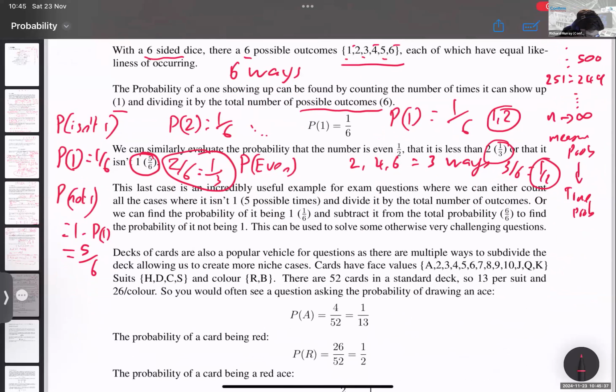So we can say the ways that it's not 1 is 2, 3, 4, 5, or 6. This is equal to 5 ways. 5 divided by 6 is equal to 5 over 6, the same as what we got by applying our complement approach.